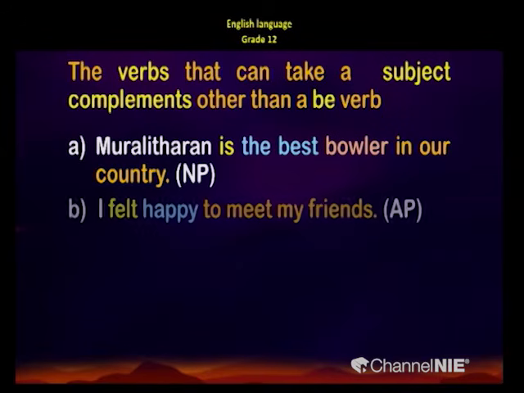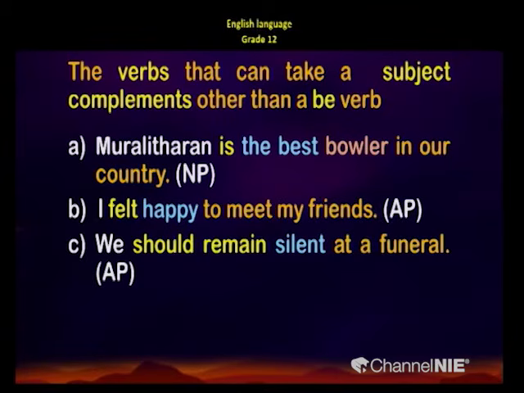Here, I felt happy. Happy is an adjective. I felt happy to meet my friends. Next one, we should remain silent at a funeral. The verb remain, again we have to keep silent, an adjective. The main verb be, is the best bowler, there the adjective. Main verb felt, again we have the adjective happy. In this sentence, we should remain silent, the adjective we have used after the verb is silent.